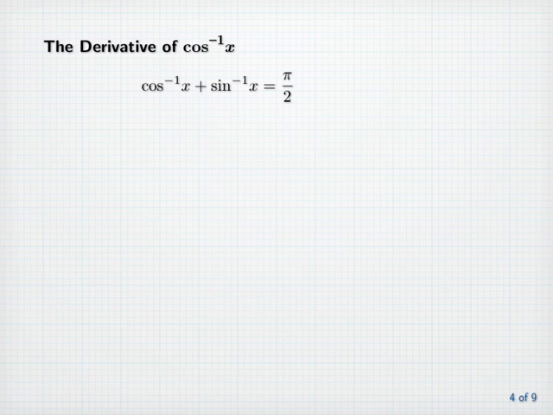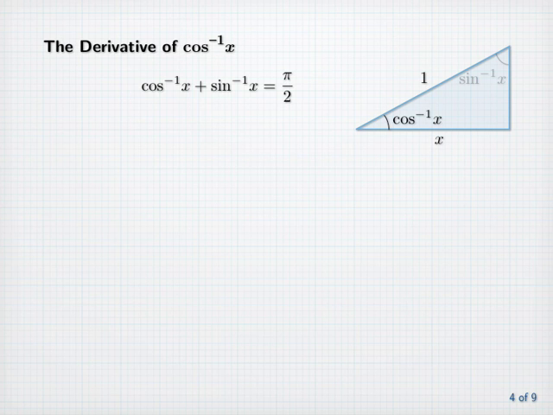The inverse cosine of x plus the inverse sine of x equals pi over 2. This is basically about the fact that when x is between 0 and 1, inverse cosine of x and inverse sine of x are radian measures of complementary angles as shown here in the figure. So inverse cosine of x equals pi over 2 minus inverse sine of x.